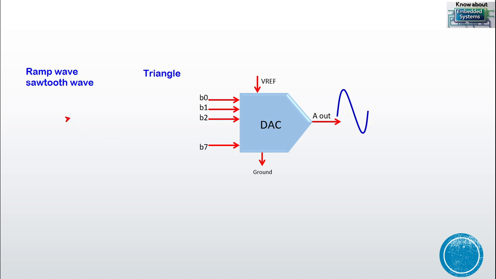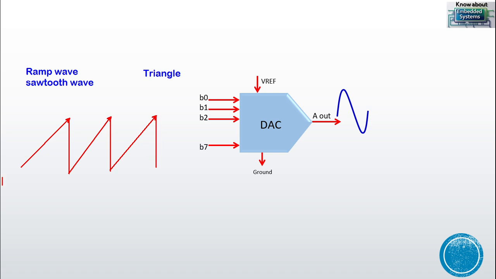Just go on incrementing the value. So this is your ramp wave. Ramp wave means just go on incrementing, and when it reaches the FF value, come back to 0. Like this, you can generate a ramp wave. It's also called sawtooth waveform.